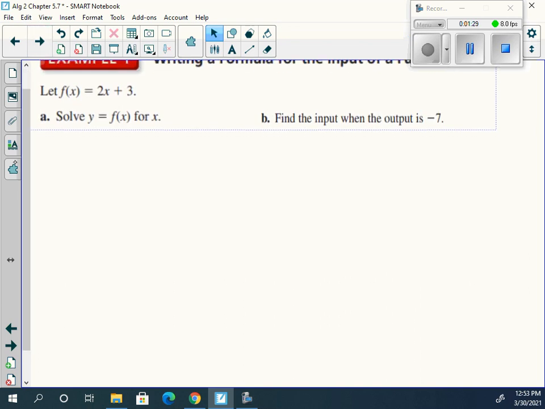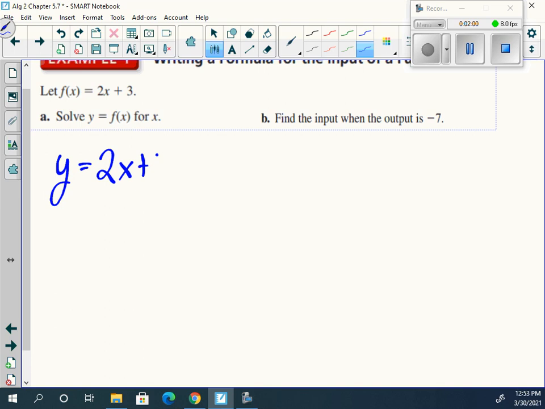So what we're going to do here first is finding the inverse of a function. Now, I don't really like how the book does this, but it is part of the assignment. It's still the same thing as finding an inverse. It's just a little bit different, and we'll see that here in a minute. But what we want to do first is solve y equals f of x for x. And really what we're going to do first is just replacing f of x with y.